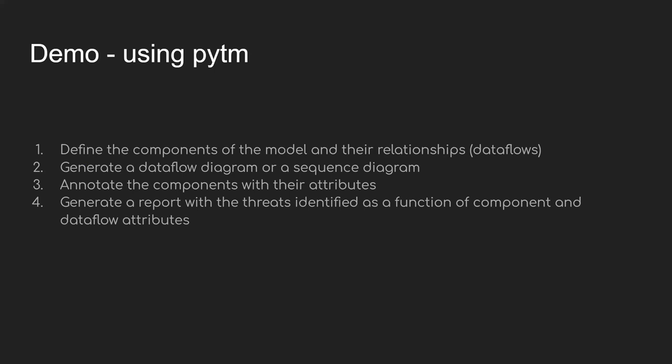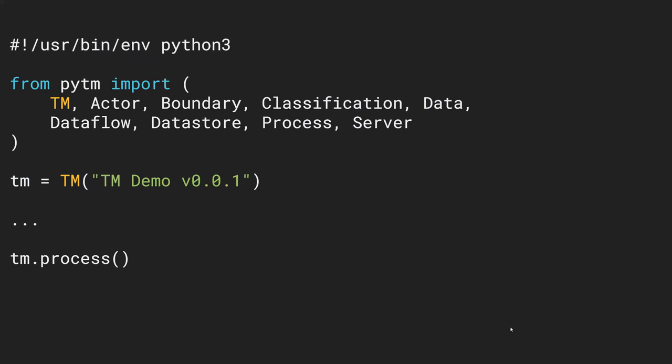So what does that look like? This is the skeleton of a pytm model. The first part is familiar to anybody who ever wrote Python code. It's just importing from the library those elements that we are going to use. So you always have to have the TM, and you can pick and choose what you're going to use. So actor, boundary, classification, data, and so on and so forth. They are objects that we define as part of the library, that we're going to see the use of soon. Next one, Matt.